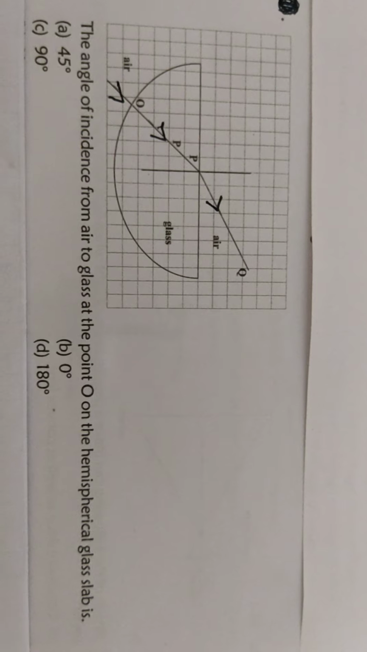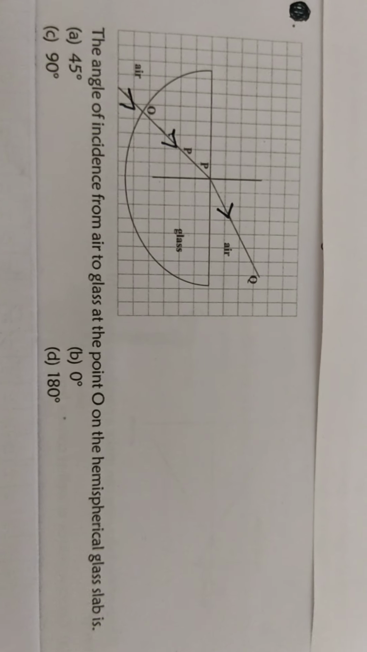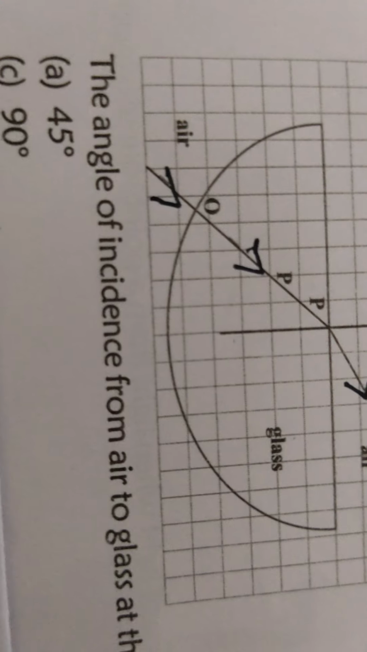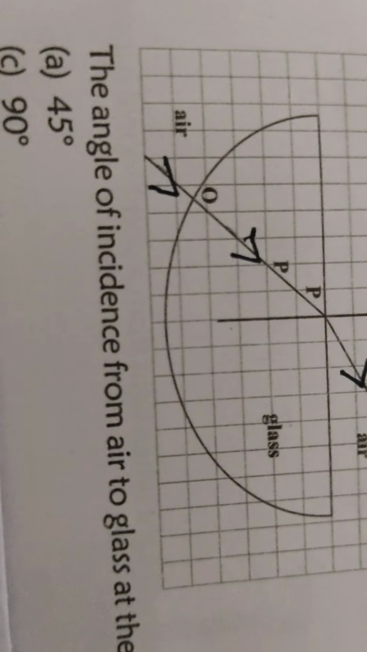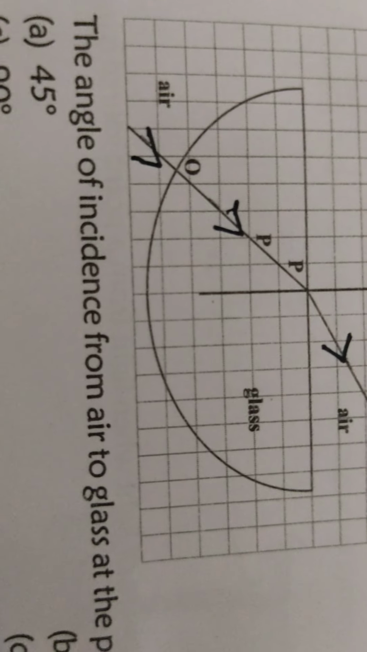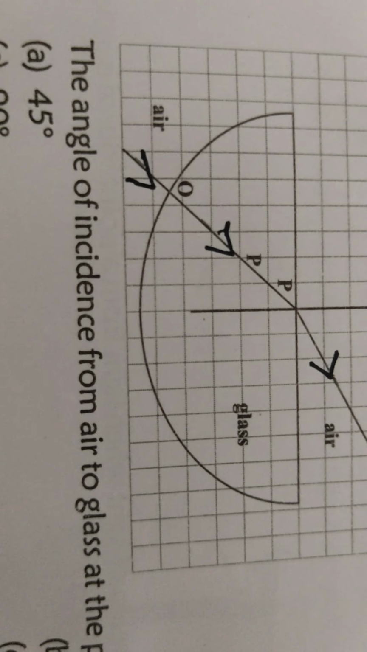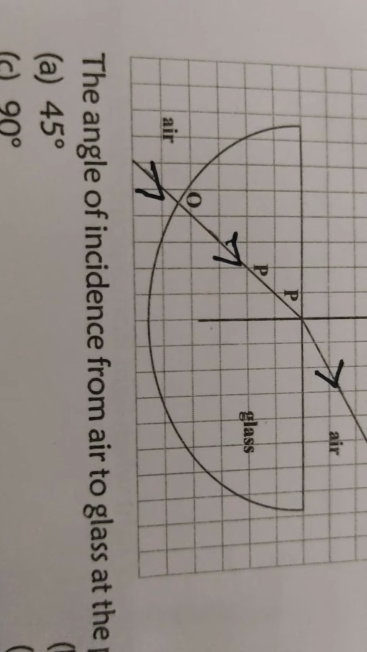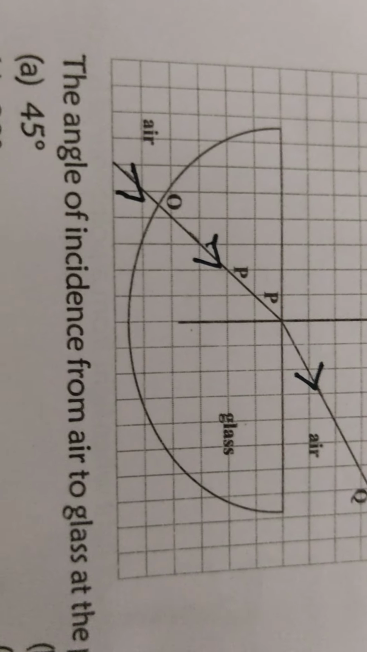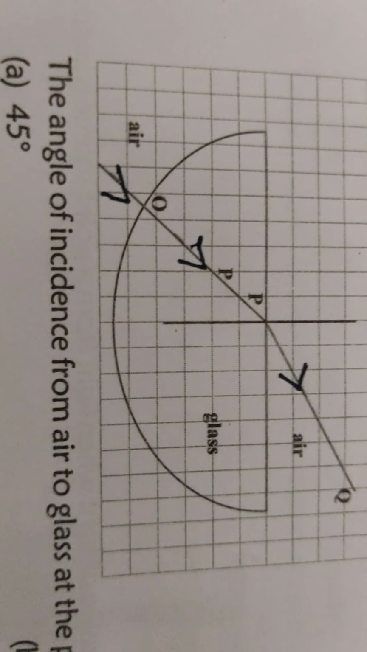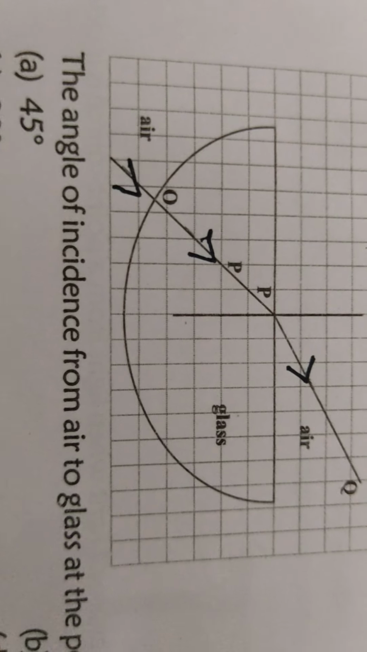You have to find out the angle of incidence. Now you can see that the ray is going undeviated. At point O, the ray which is entering is going undeviated. That is the case only when the ray is incident normally. And we know that for a sphere or hemisphere, the normal at any point is the radius. So OP is the normal at point O. So the incident ray is along the normal only. So the angle of incidence should be 0 degrees.